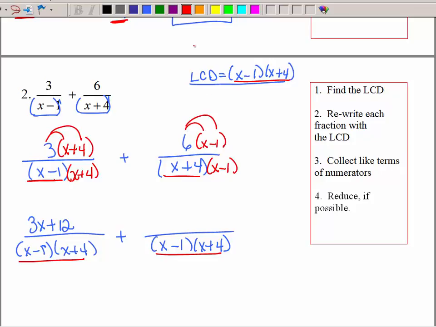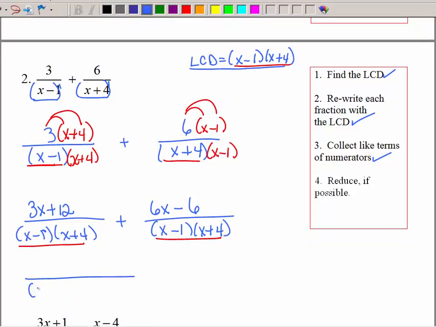And again, I need to distribute. So I have 6x minus 6. So again, I found the LCD. I rewrote both fractions with the LCD. Now I'm going to collect like terms across the top. So I have this denominator, x minus 1 times x plus 4.